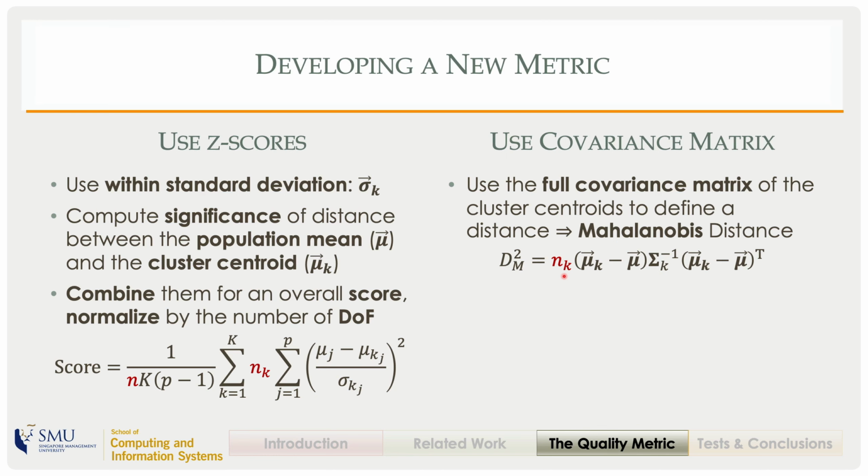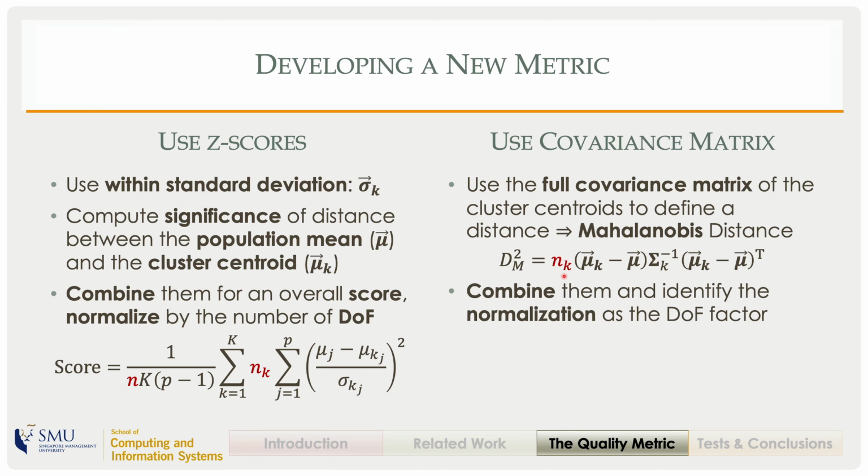The actual derivation of this is in the paper, and once we have this d_m, we can combine them pretty similar to the z-score, except that instead of the Euclidean distance, what we are using is actually the Mahalanobis distance, d sub m. And again, you will see that there is this factor n and n sub k from the definition of d sub m. So that means this summation is also like a weighted average.